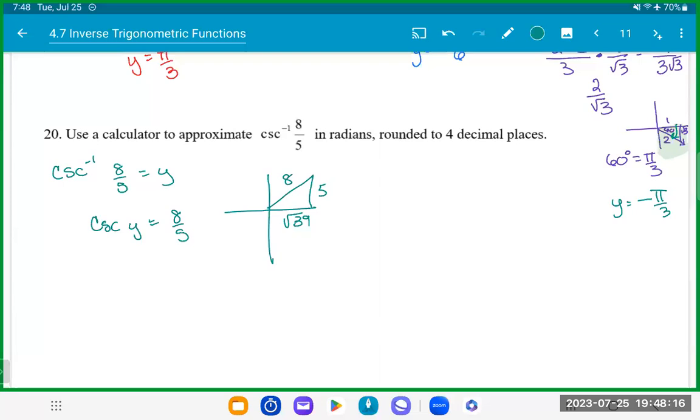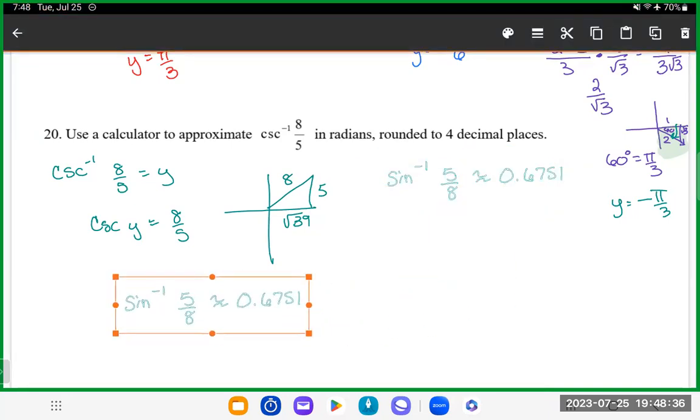Okay? So now I can use in my calculator sine inverse of 5 over 8 because that's the reciprocal, right? I could put that in my calculator and I get 0.6751. Okay?